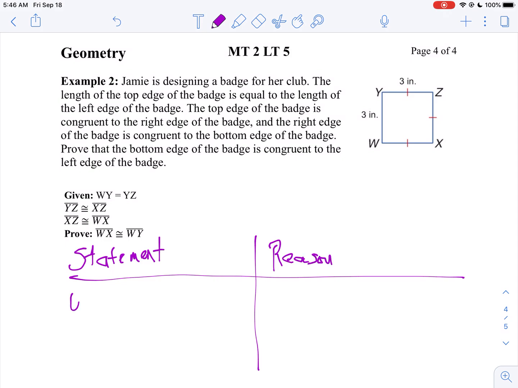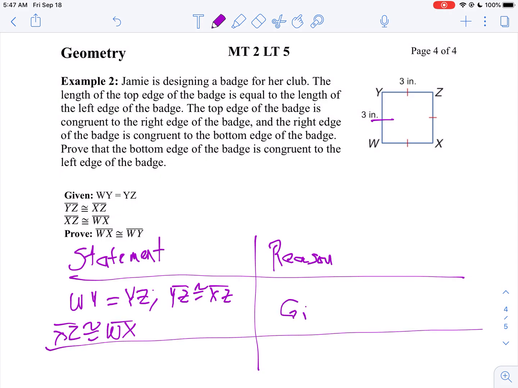So I'm going to say WY equals YZ. WY, I'm going to mark that in my diagram, equals YZ. I got a tick mark there. Okay. We've got segment YZ is congruent to segment XZ. We've got segment XZ congruent to segment WX.